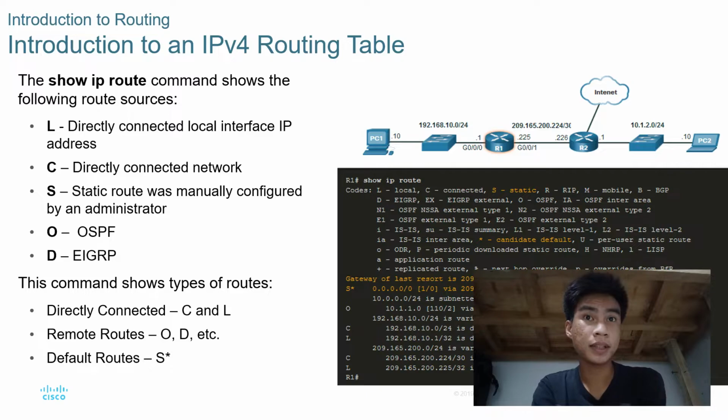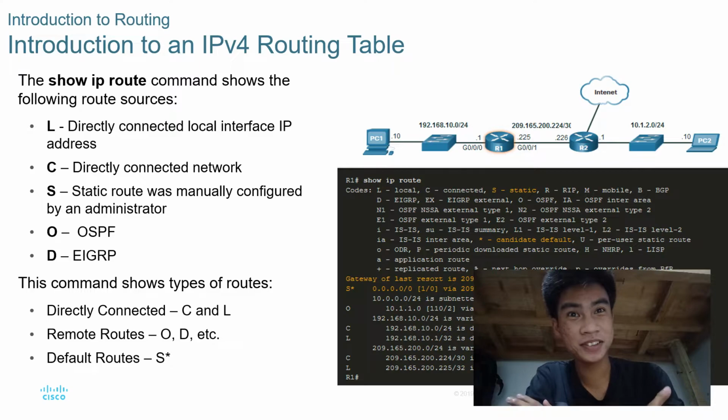In this example, at the top of the output are letter codes that indicate how each network, aka route, was learned. This is referred to as the route source. Underneath that we can see the routing table entries. This represents all the networks that R1 knows about and the best way to reach them.